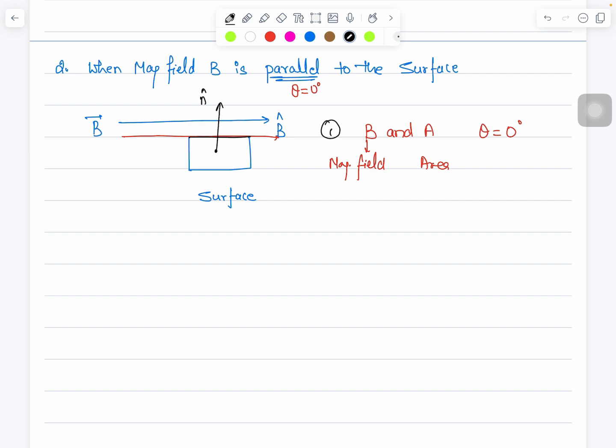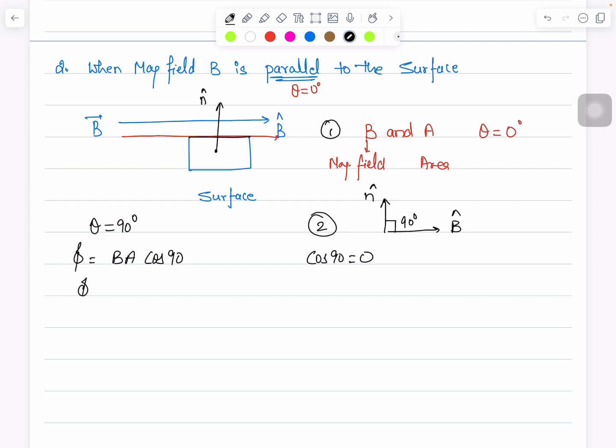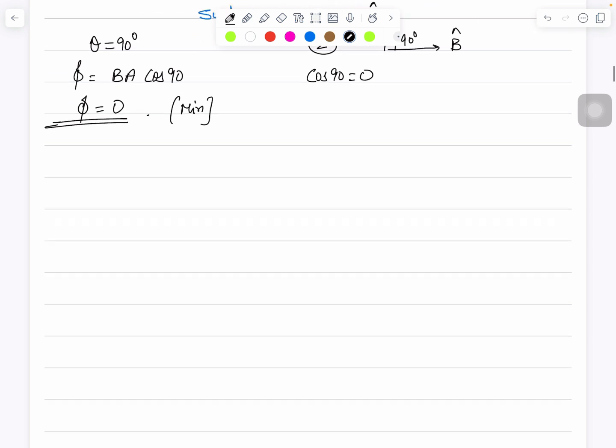This is the first part, second part. So do you understand? This is your B cap and this is your N cap, perpendicular. So making an angle of 90 degree. So theta is equal to 90 degrees. So flux is equal to BA cos of 90. So cos 90 is 0. Flux is equal to 0. This is called minimum. Fine guys, do you understand? Sure. Okay, now this is the case number 3.